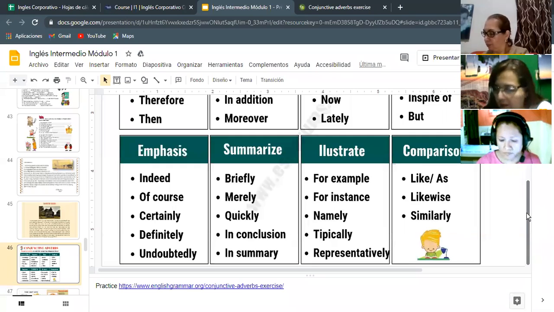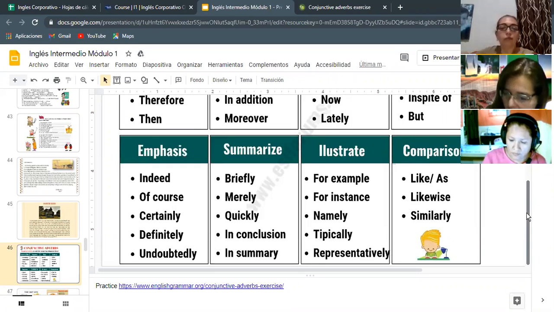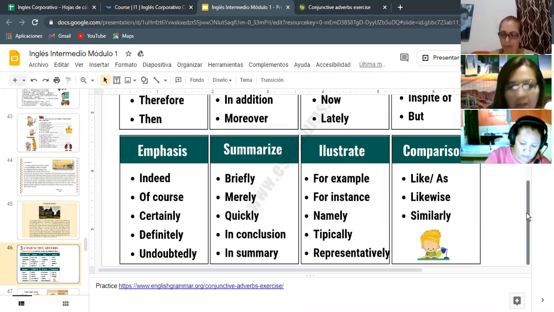The other one is merely. That is like in Spanish, right? This is merely the essence of whatever you're talking about. Quickly, you can use that to summarize. Quickly, we can review what we have checked in the other classes and things. In conclusion, that is one of the most common that we use. In conclusion, we can say that whatever, right? Or in summary, also is very common. In summary, we can say that any other thing.